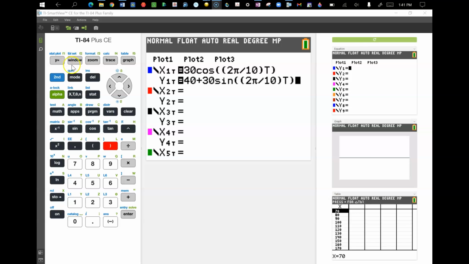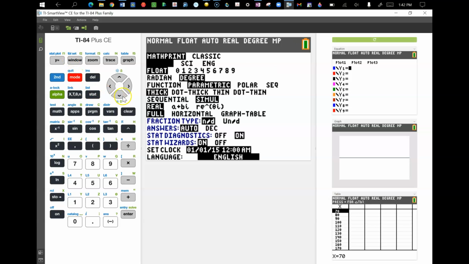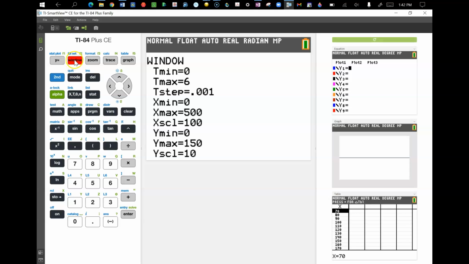I need to go to my calculator mode and make sure that I put the calculator in radian mode because I wrote the equations using radian measures. And my window, I am going to graph from t equals 0 to t equals 20. So that's 2 complete revolutions. We'll do a small increment for time. X min and X max. This is going to be kind of interesting.